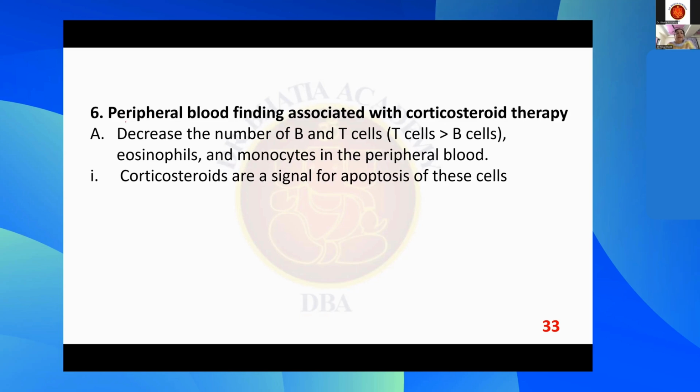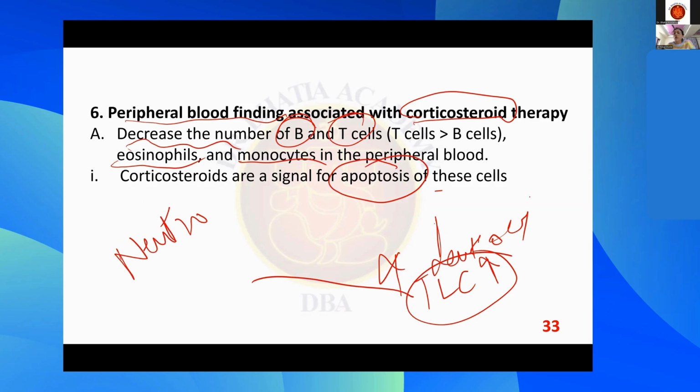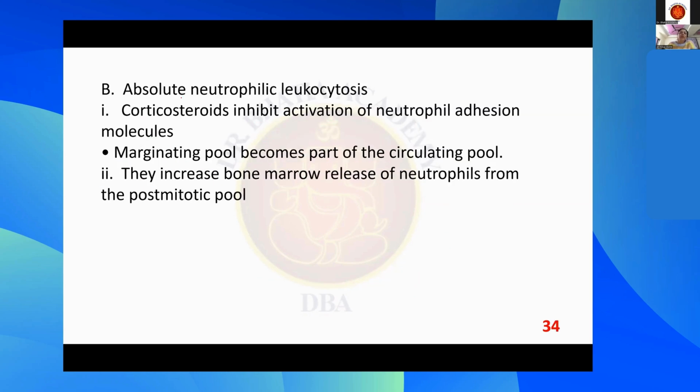Now, what are the peripheral blood findings associated with corticosteroids? You will probably have a common opinion that steroids cause leukocytosis. So the TLC will be increased, but this increased TLC will be mainly neutrophilic. It causes decreased numbers of B cells and T cells, that is, the lymphos are decreased. Eosinophils are decreased. Monos are decreased. They are a signal for apoptosis of all these cell lines, but they will cause neutrophilic leukocytosis.